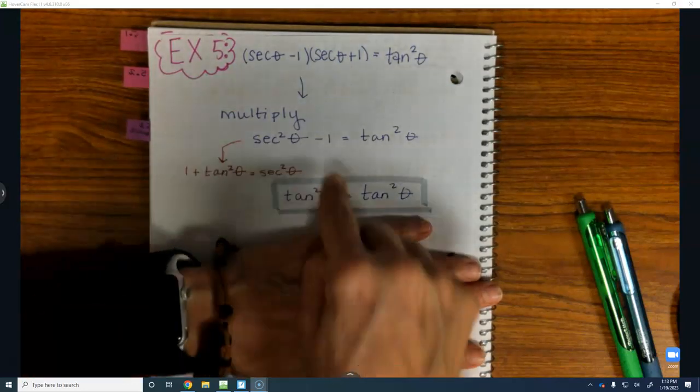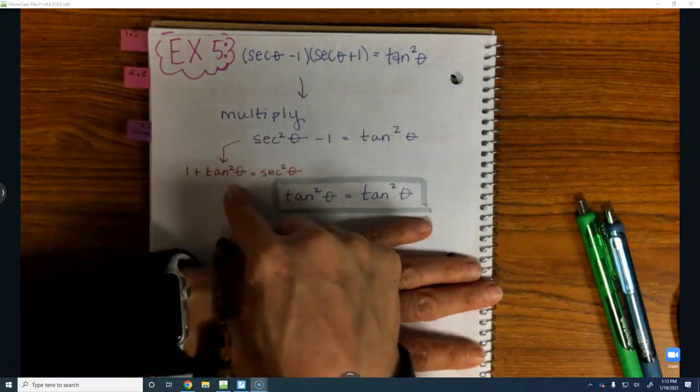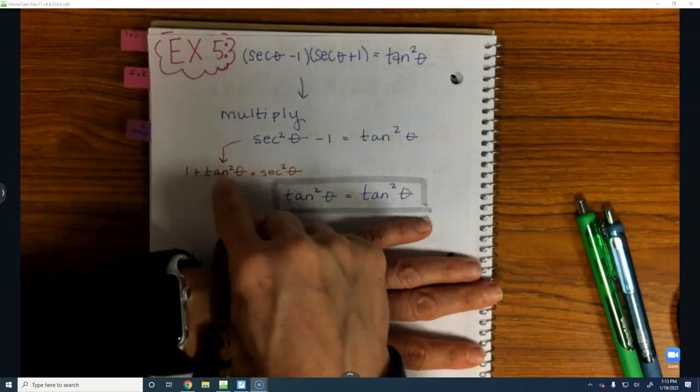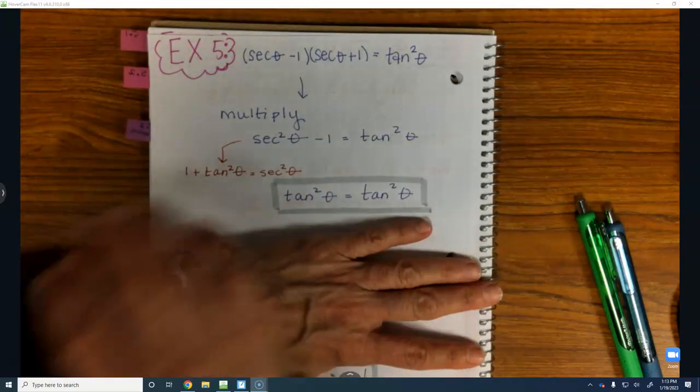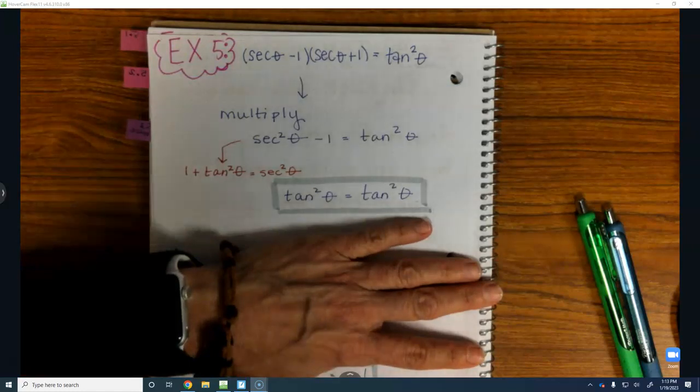And also, after we multiply, that's a property, guys. The 1 is just moved over. So this equals exactly tangent squared. So that was a pretty basic problem. I just wanted to point that out to you guys.